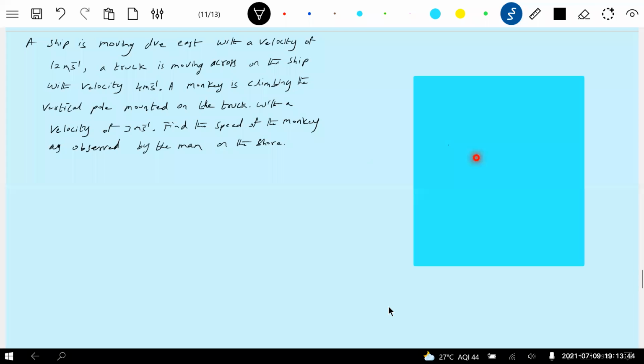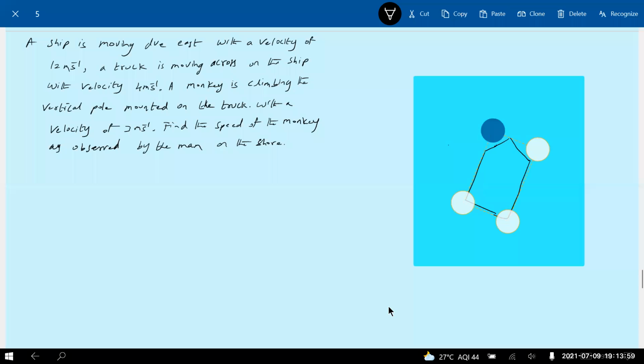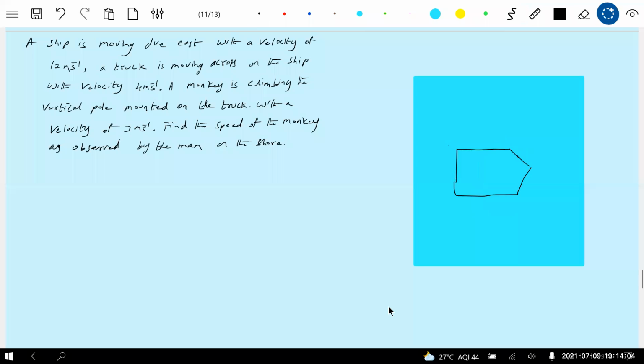A ship is moving. Ship, I think, means it will be very big. A ship is moving due east with a velocity. Velocity of ship. There should be a sea, no? Where will the ship move? In the sea only. And this will be a shore. Seashore we see.